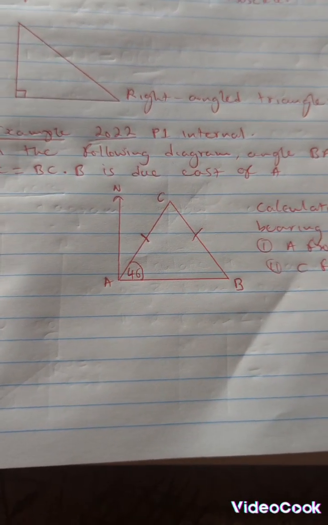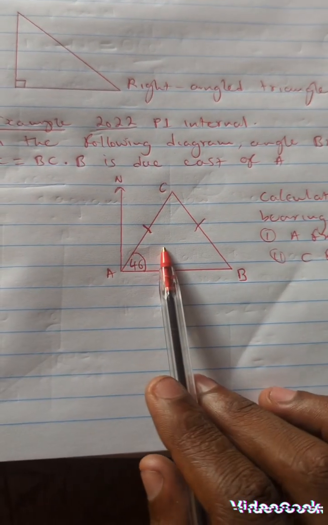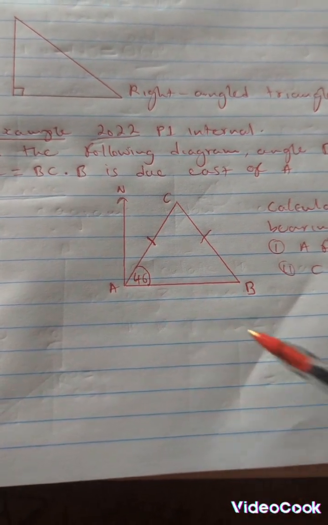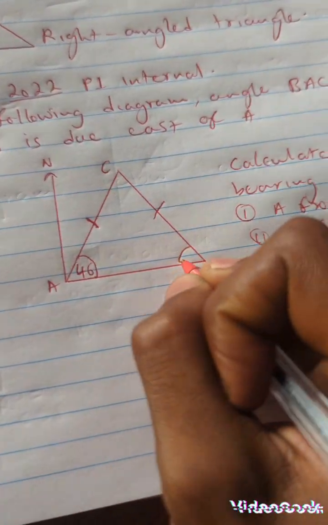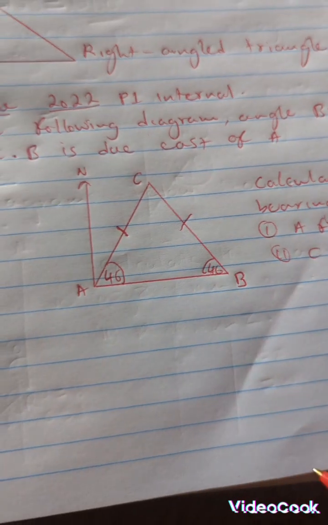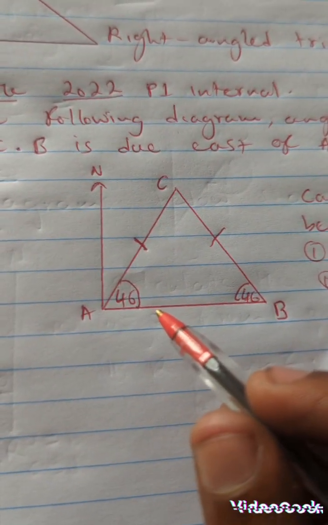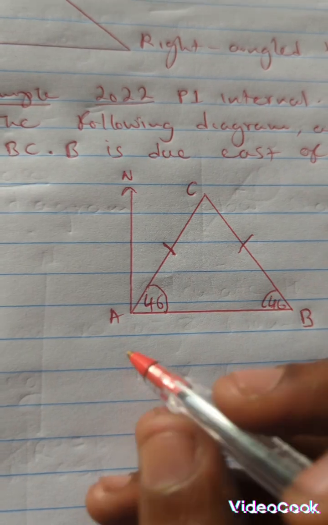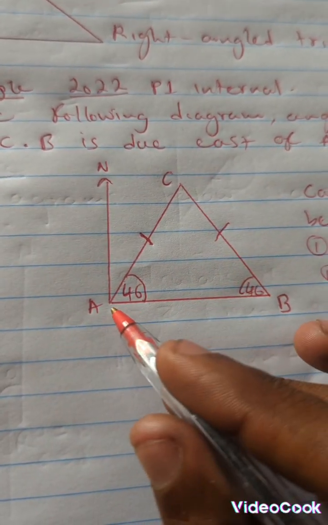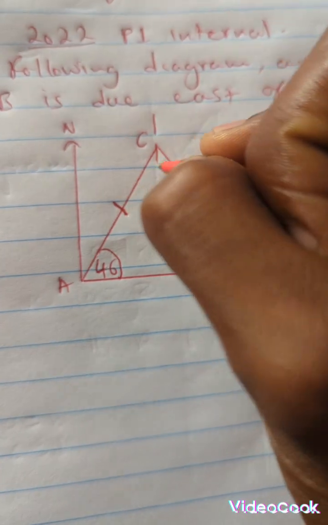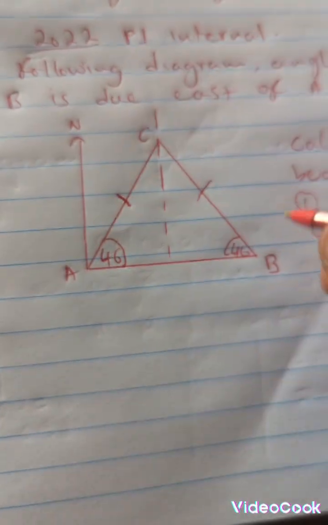Now, what is the first thing? When you look at this question, the first thing that we need to identify is that this is an isosceles. So if this is 46, even this one is 46. Then the second thing is that I said you create a north and extend where you're not given. Where you're given, you're extending. Where you're not given, you're creating a north.